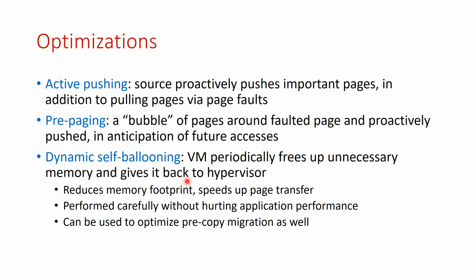And another optimization you can do is what is called dynamic self-ballooning. That is, a VM by itself will free up some unnecessary memory and give it back to the hypervisor. So even if your VM image is say 2 GB, the VM can just say, okay, I don't need so much memory, all my page cache and unnecessary things. It can free up and give back unnecessary memory to the hypervisor so that there is less memory to deal with during the migration phase. Okay, and the VM guest OS can do this carefully without hurting application performance, right?